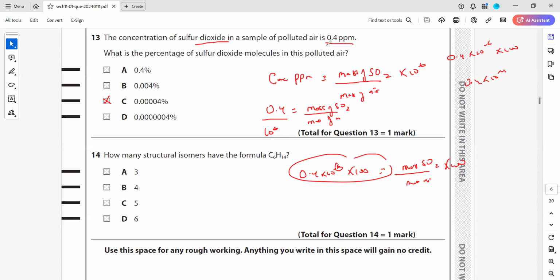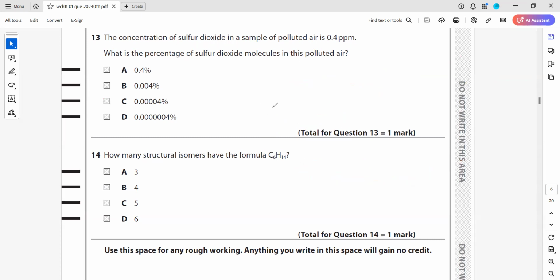So whenever you want to convert the concentration from ppm, like we solved in this question, we find the ratio of the solute over the solvent, and then we just multiply by 100 to convert into percentage.